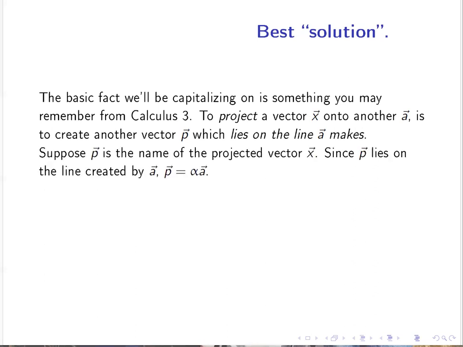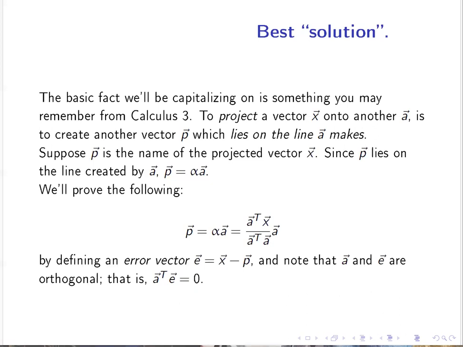All right. Now let's call P this projected vector. Now you see why we picked P: because it's a projected vector. And since P lies on the line of A, that means it is some scalar times the vector A. We'll call that alpha. All right, so now we need to show the following: that P equals alpha A, which is equal to this ugly, nasty mess here.